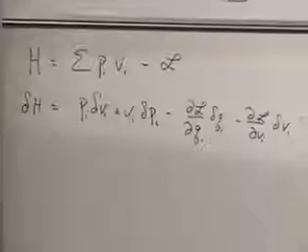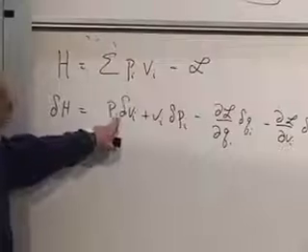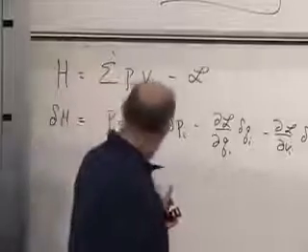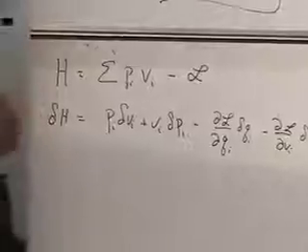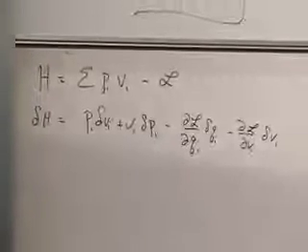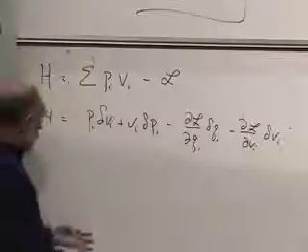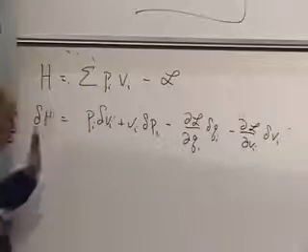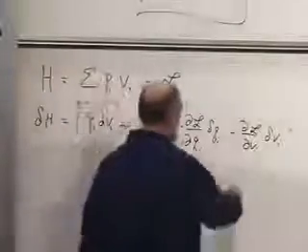Okay, now, first of all, what cancels? The things multiplying delta v cancel. Why? Here you have p sub i, and here, the derivative of L with respect to v sub i, that's p sub i. Definition of p sub i, the derivative of L with respect to v sub i. That's how we define canonical momentum. Gone, gone.